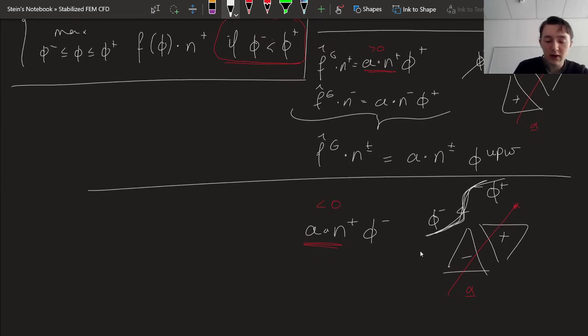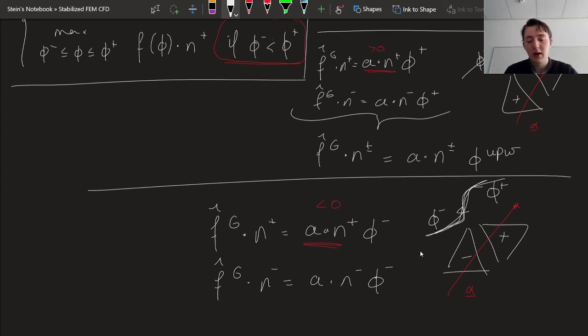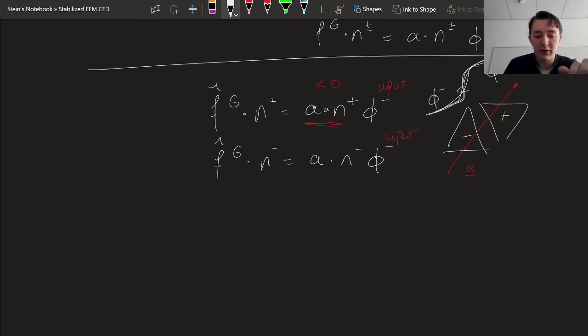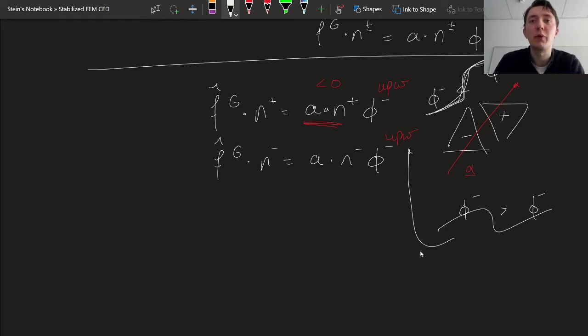Yeah, and again we see that the Godunov flux dotted with n plus is going to be equal to, well, that. And of course f g dot n minus is going to be equal to a dot n minus phi minus. And again for this case we see that we have here the upwind value. And it's a straightforward extension that if we consider the case where phi minus is larger than phi plus, then we would again get the same expression with the upwind values here.